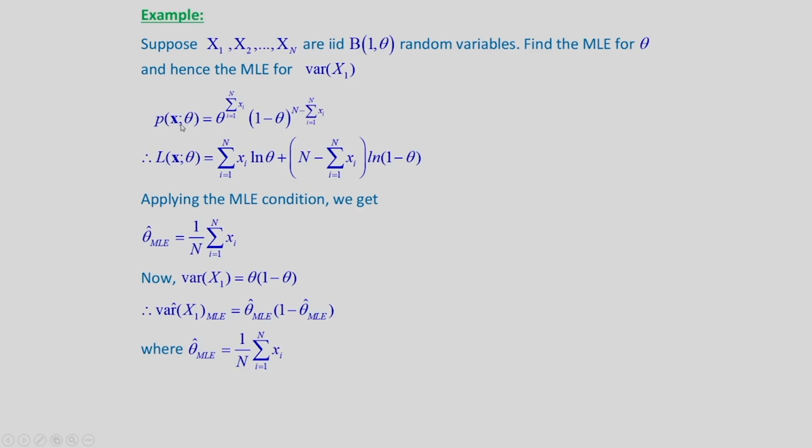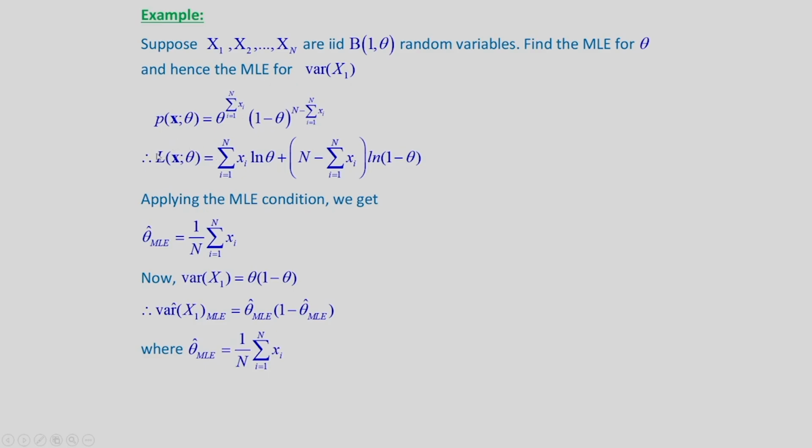Now, P of x; theta, where x is the vector x1, x2 up to xn, will be theta to the power of the number of successes, which is summation xi, i going from 1 to n, because xi takes value either 1 for success or 0 for failure. So, summation xi will be the number of successes. So, theta to the power summation xi, i going from 1 to n, into (1 minus theta) to the power n minus summation xi, i going from 1 to n. This is the likelihood function.